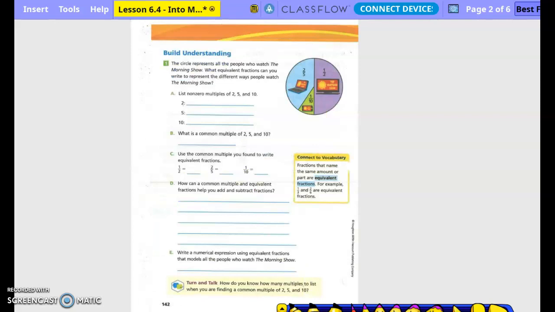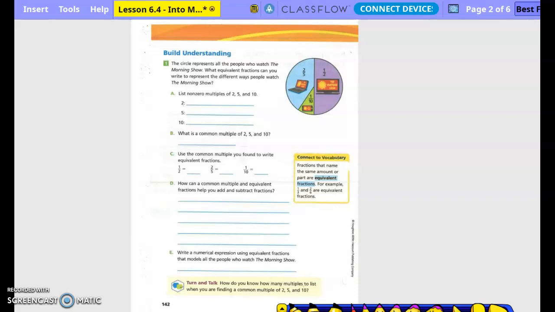Now understanding, this figure represents all the people who watch the morning show. What equivalent fractions can you write to represent the different ways people watch the morning show? Okay, so usually we try and find our least common multiple, right? Okay, so then when we go to get our answer, we don't have to simplify a whole lot, right? We can kind of just do it real quick.